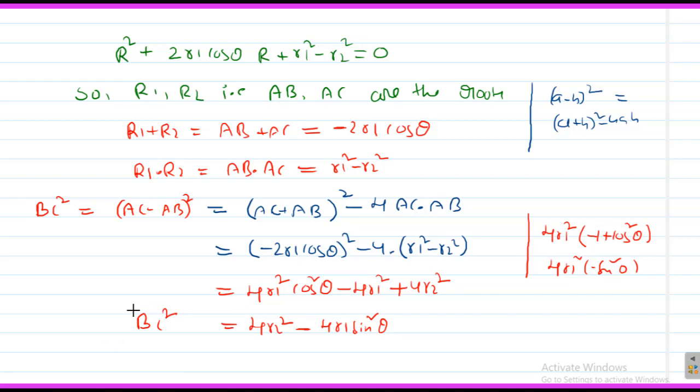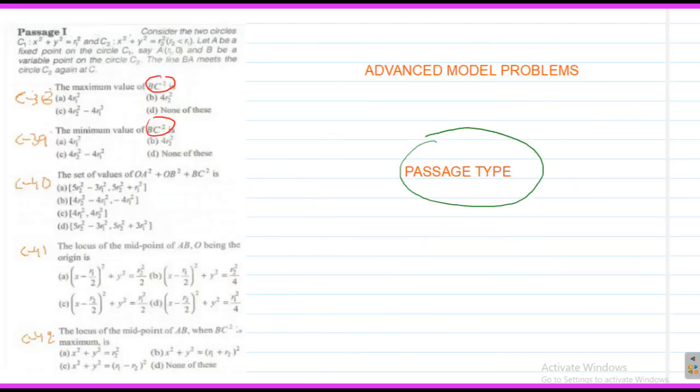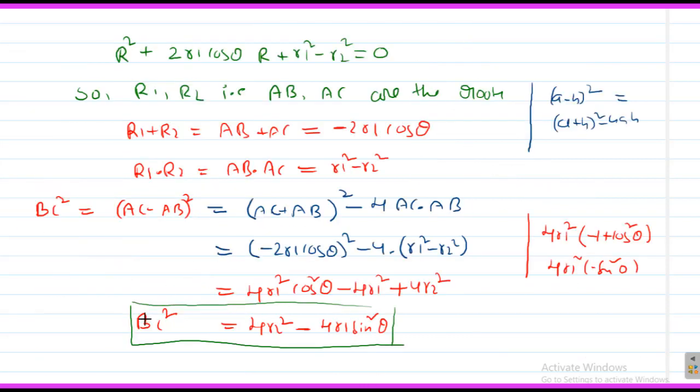Based on this, we can complete two problems, C38 and C39. Observe here, maximum value of BC square is problem 38, minimum value of BC square is problem 39. So maximum BC square you want. Observe here, this is constant. From this constant we are subtracting something. If what you are subtracting is least, then BC square becomes maximum. It is enough to find the least value of this expression. R1 is fixed, R2 is fixed here, only sin square theta is varying.